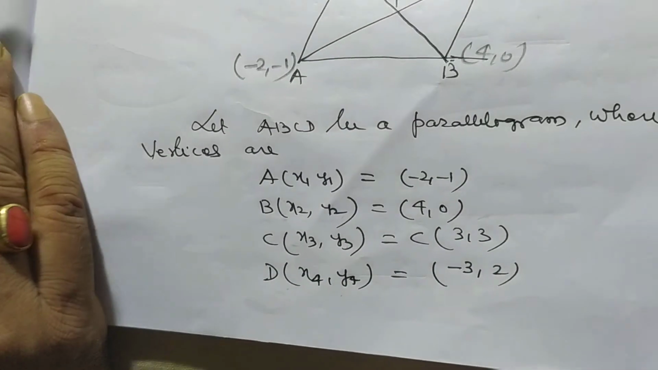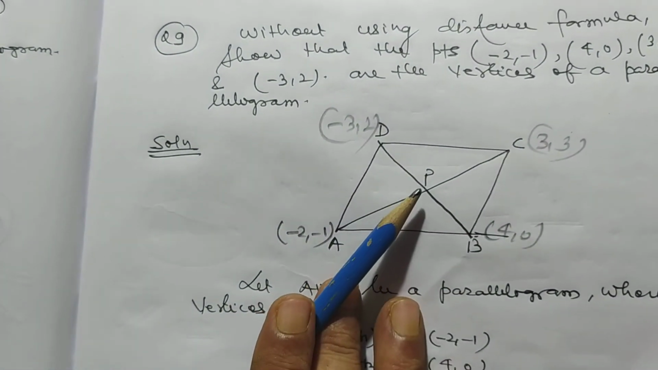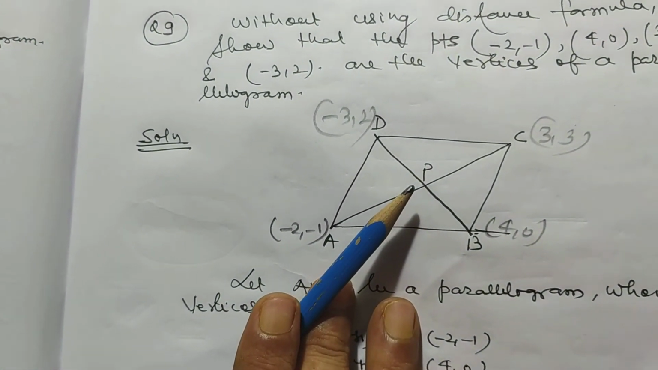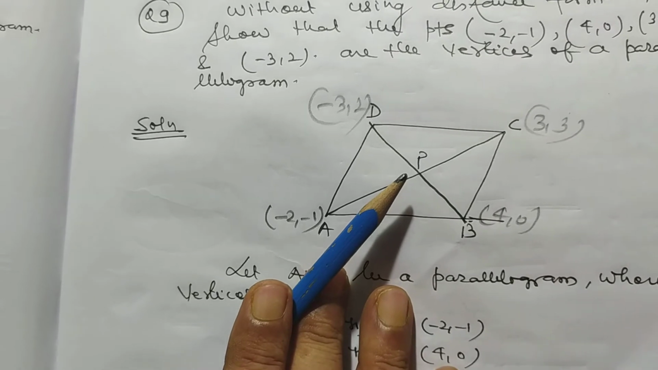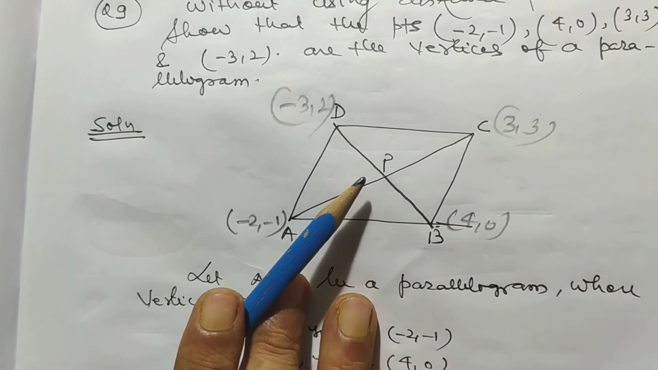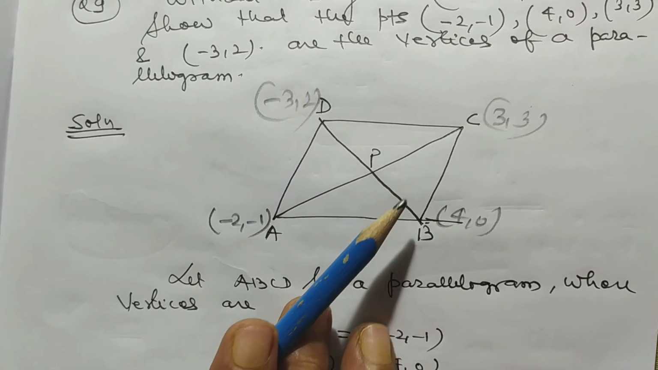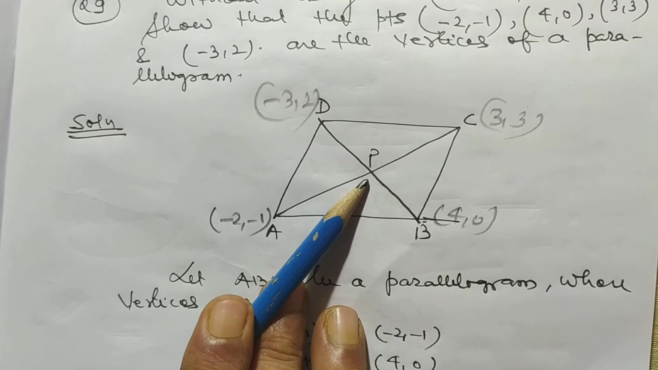So now we use the property of a parallelogram. If ABCD is a parallelogram, it is given, without using the distance formula, that the points are the vertices of a parallelogram. This is what we have to prove. We know that the diagonals of a parallelogram bisect each other.